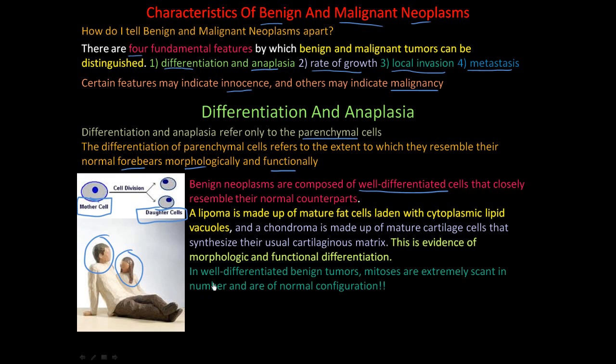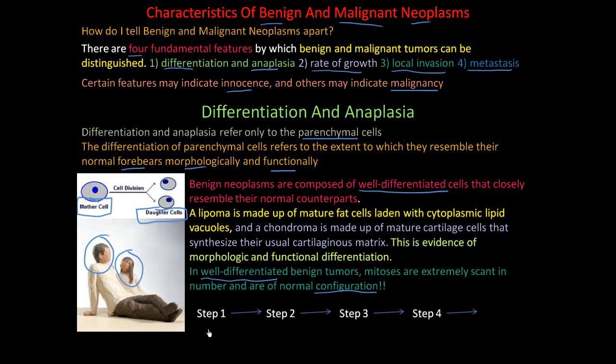In well-differentiated benign tumors, mitoses are extremely scant, which means rare, in number and are of normal configuration. So there's not a lot of mitoses, and they're of normal configuration. They look like their mother cells.